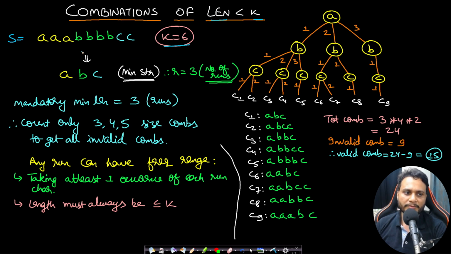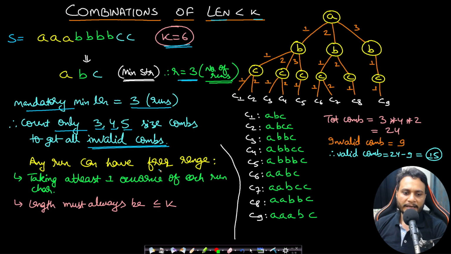The minimum length of the string in this case is 3, which is ABC. So the number of runs is 3 in this case, right? The number of runs will decide the minimum length. So the mandatory minimum length is 3. Therefore, we will be counting only 3, 4 and 5 length strings because the k value is 6, so that we get all the invalid combinations, isn't it?